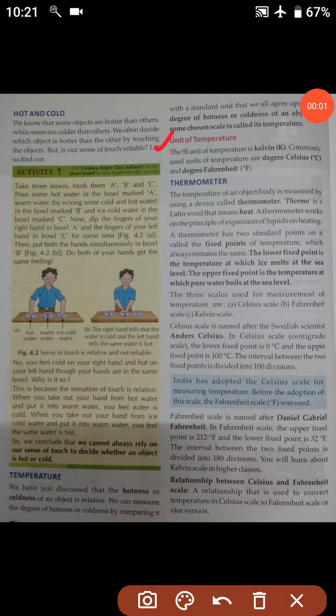So next is the unit of temperature. So students, the SI unit of temperature is Kelvin. Okay, it's a Kelvin. Commonly used units of temperature are degree Celsius or degree Fahrenheit. So students, these are the two commonly used units of temperature, that is degree Celsius and degree Fahrenheit. So I hope it is clear to you till here.